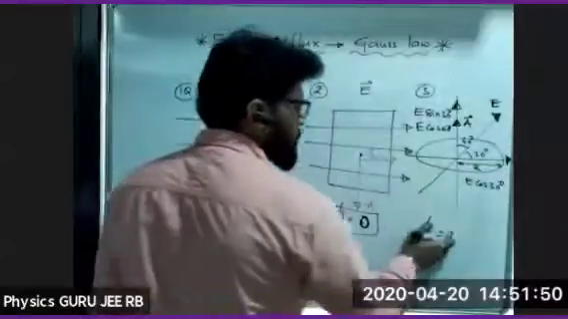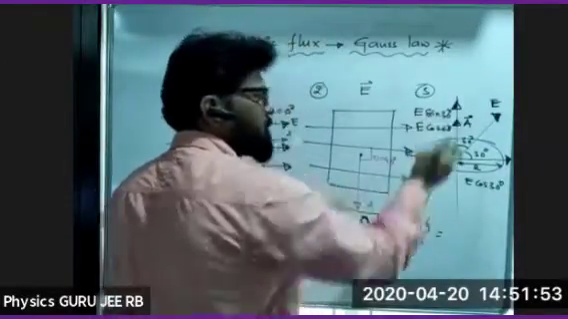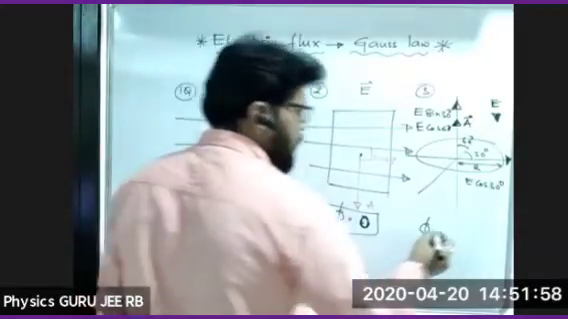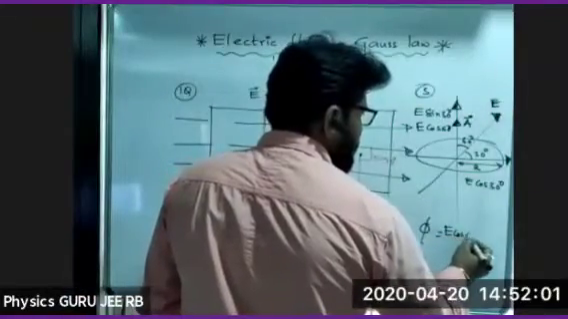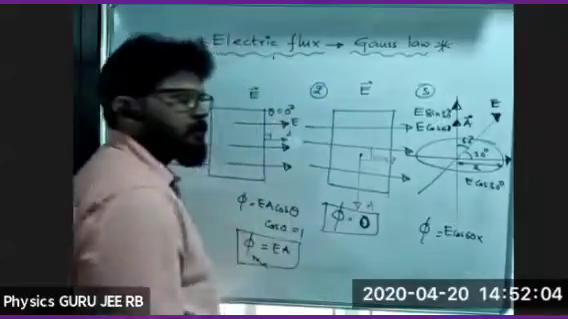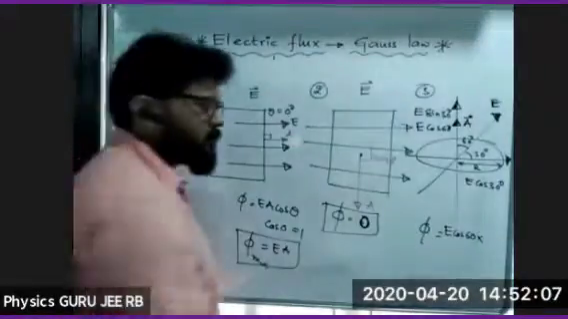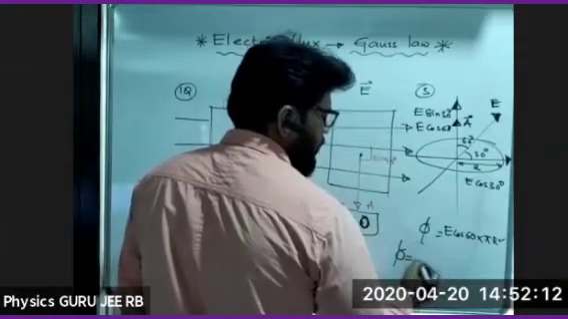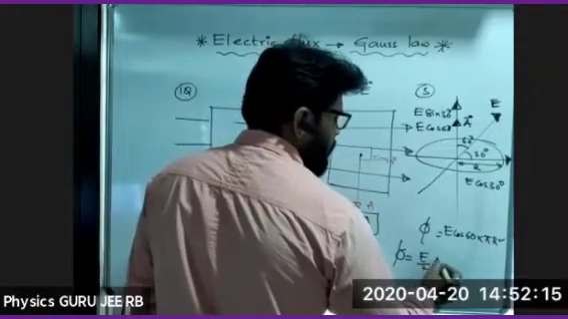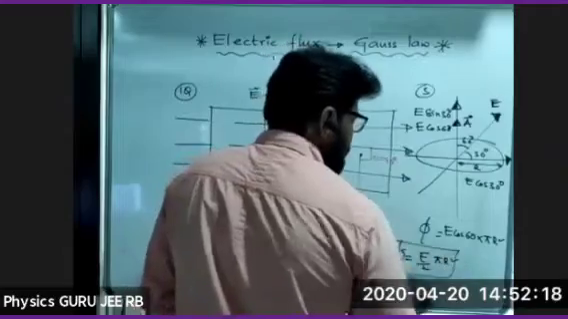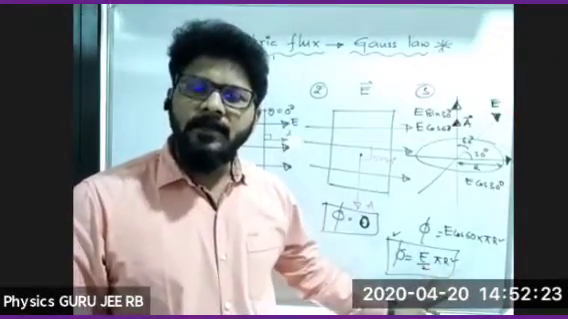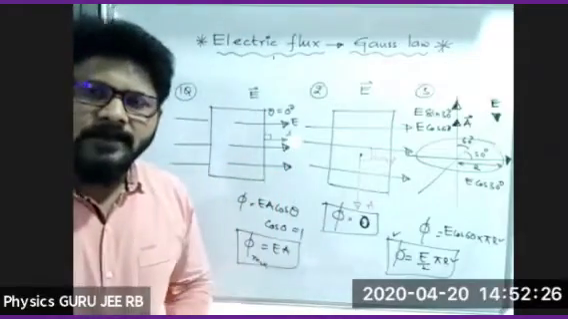Now we can write flux is equal to E cos 60 or E sin 30. Both will be the same, right? Yes or no? 1 by 2. Then E cos 60 into what is the area? Area of the disk, pi r square. So phi is equal to E by 2 into pi r square. That's all. Is it clear?